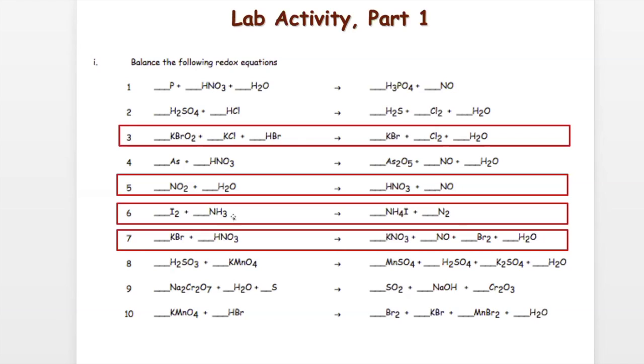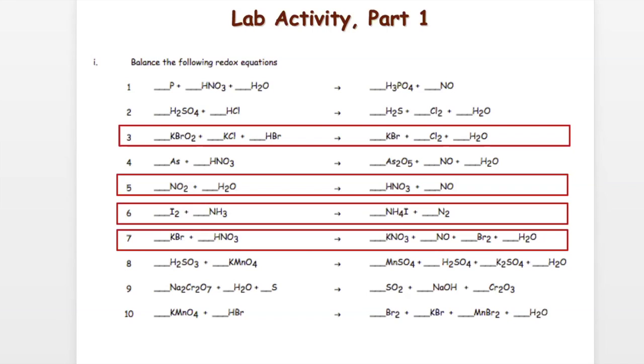This reaction right here, I2 going to NH4I, but by bringing in NH4I, you also bring in nitrogen. So the first half reaction is I2 plus NH3 going to NH4I. The second reaction is just NH3 going to N2.